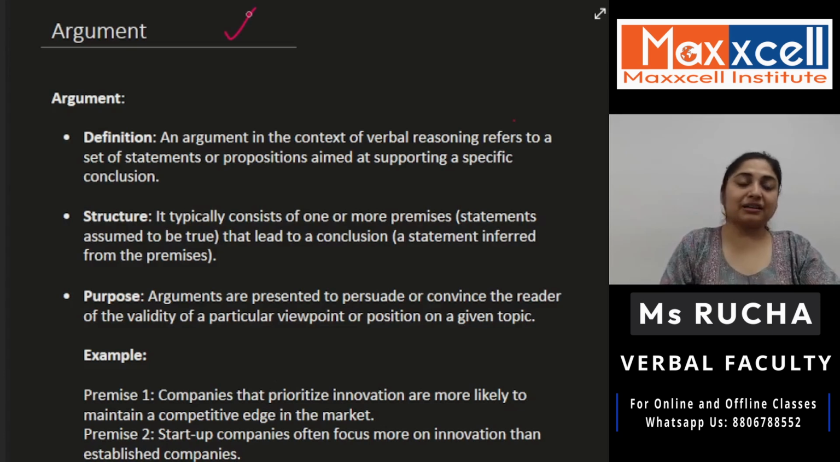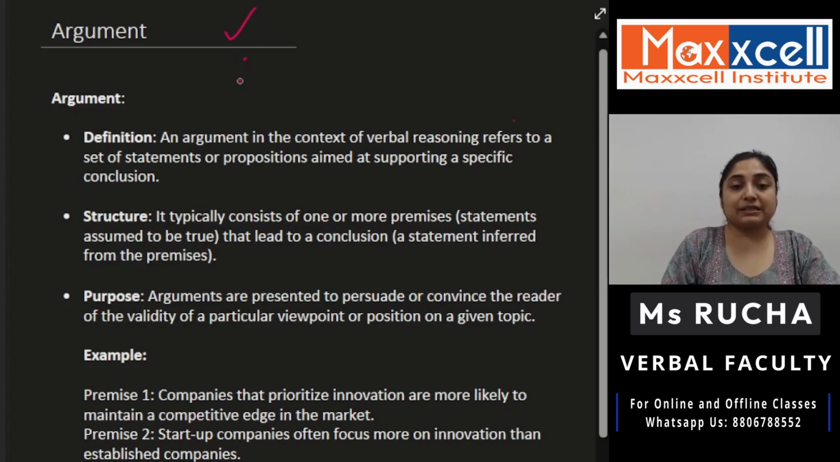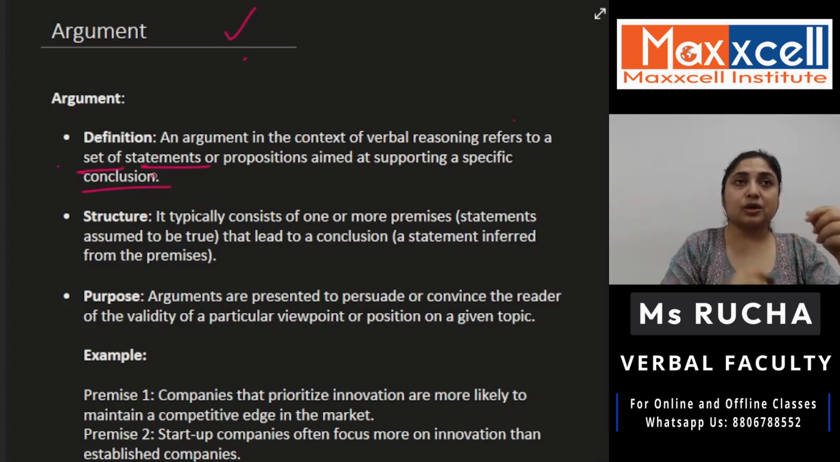Now let us start with the concept of argument. What is an argument? Argument basically is a set of premises, a set of statements that lead to a particular conclusion. But that is not the exact definition of argument. Argument is when we have a set of premises, or a set of statements, that either contradict or strengthen a concept or an issue. That is what we call an argument.